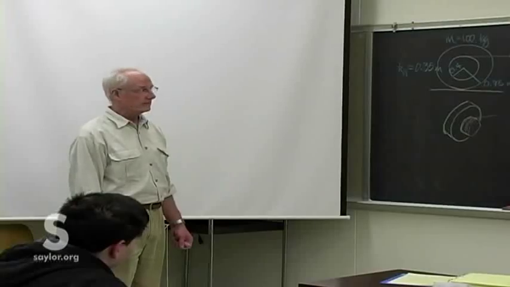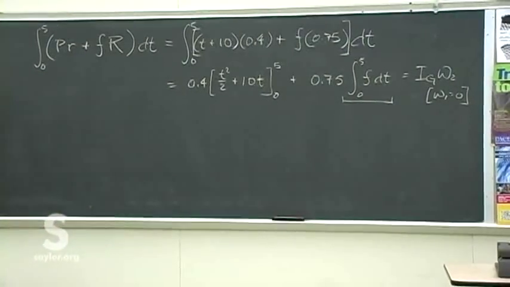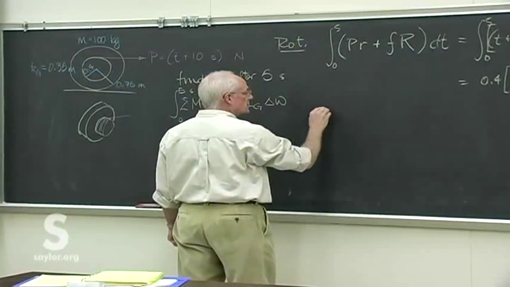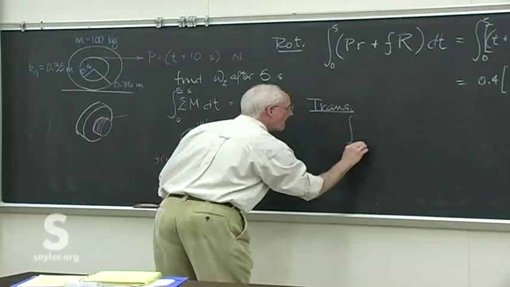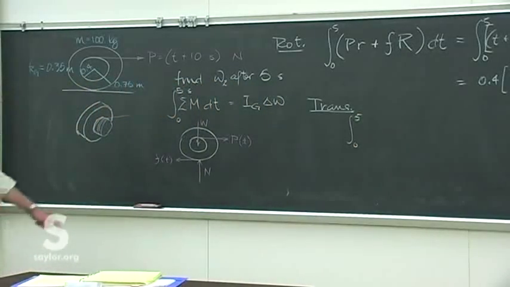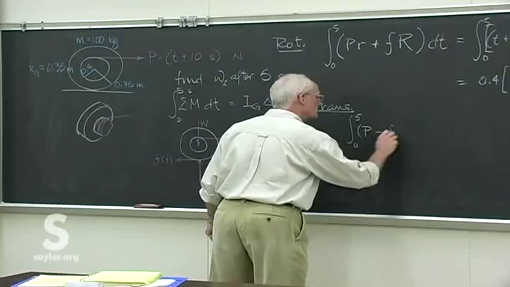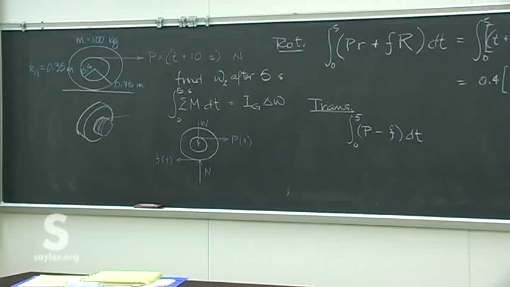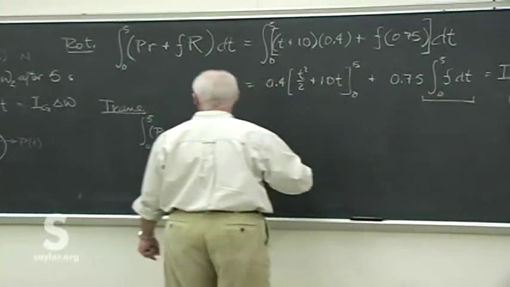Maybe. I don't know. You don't need it. You can eliminate it from the translational impulse momentum equation. Well, that's the rotational part. The translational, also integrating 0 to 5 seconds, it's just P. This time it's minus F because they're in opposite directions, dt. And then right from there you can get the integral F dt and solve for it directly and put it in here and then find omega 2.